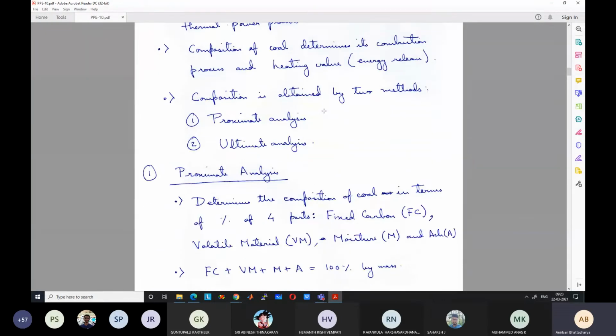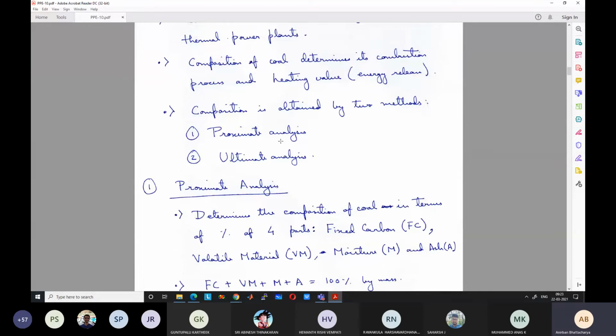And there are two types of analysis. We will not go into the details of this. We are more interested in the mathematical part, which we will do today. We will start the mathematical part, but just for the sake of knowing, we should know the two methods by which the composition of coal is determined. One is known as proximate analysis and the second is known as ultimate analysis.